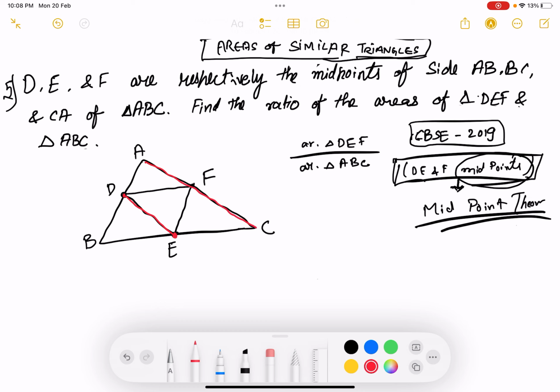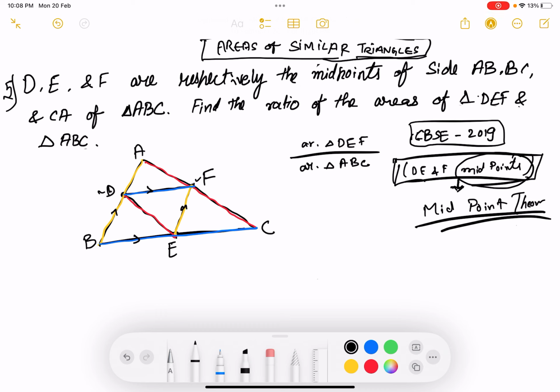So this is the case: DE is parallel to AC. Similarly, these are also midpoints, so EF will be parallel to AB and DF will be parallel to BC. If you look very closely in the diagram at DFEB, then we can say that this side is parallel to this side and this side is parallel to this side.